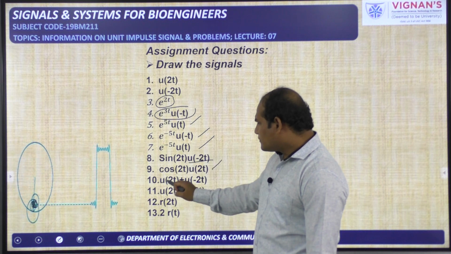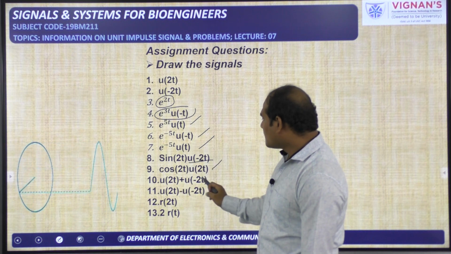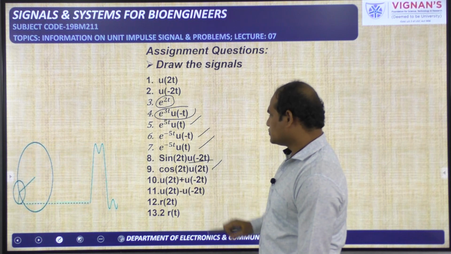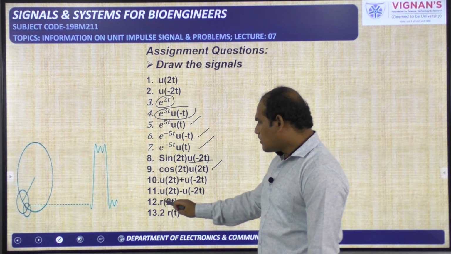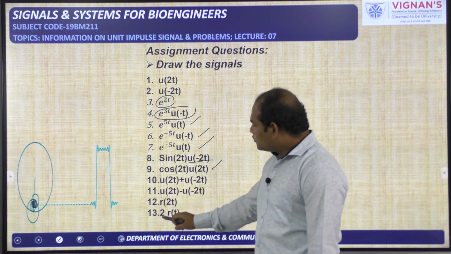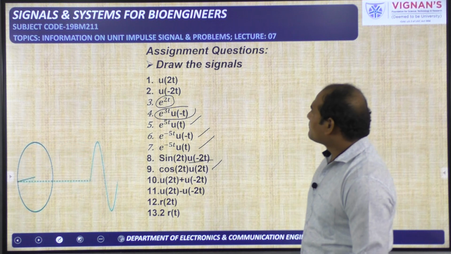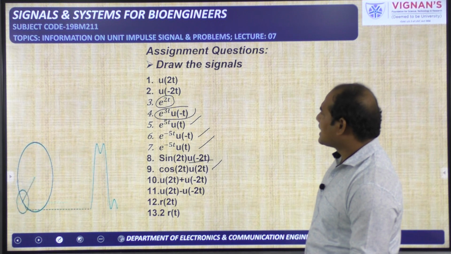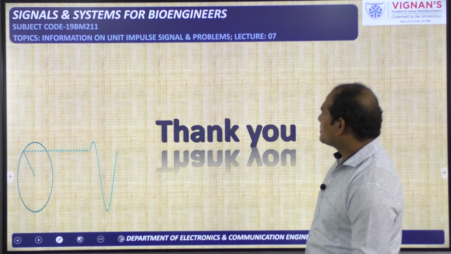Then u of 2t we have already taken here, u of minus 2t is also there, add those two, subtract those two. We know what r of t is, then you calculate r of 2t, then 2 times r of t. So perform all these signals, you need to draw all these signals.